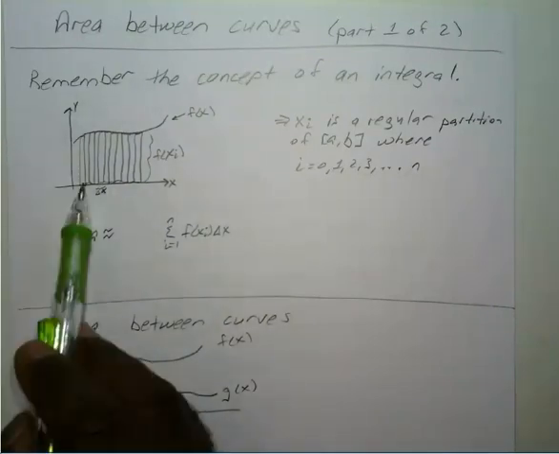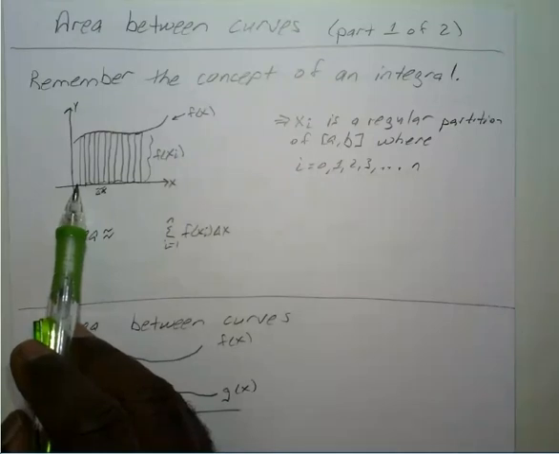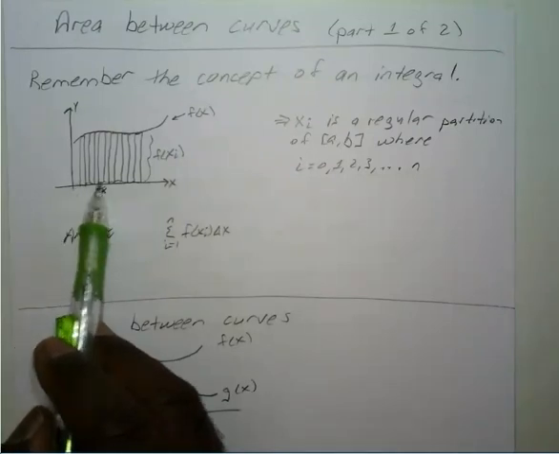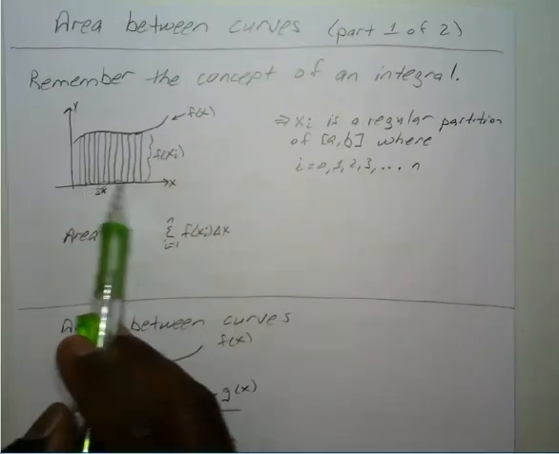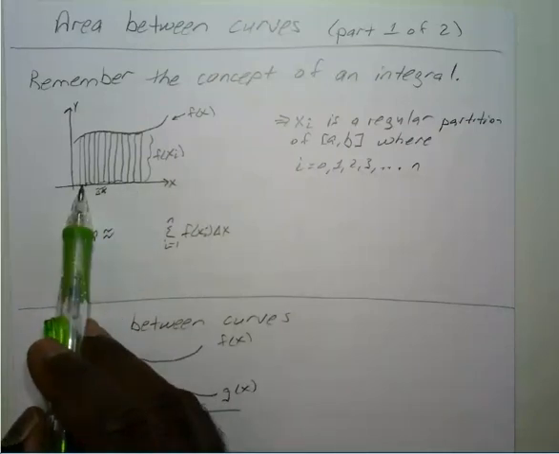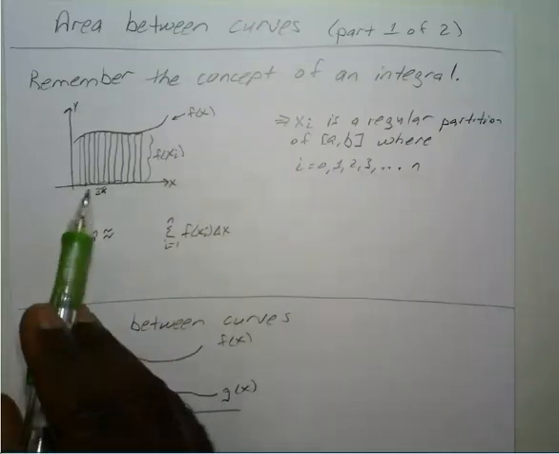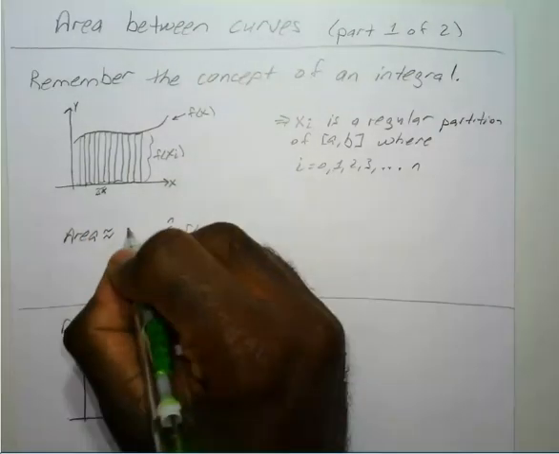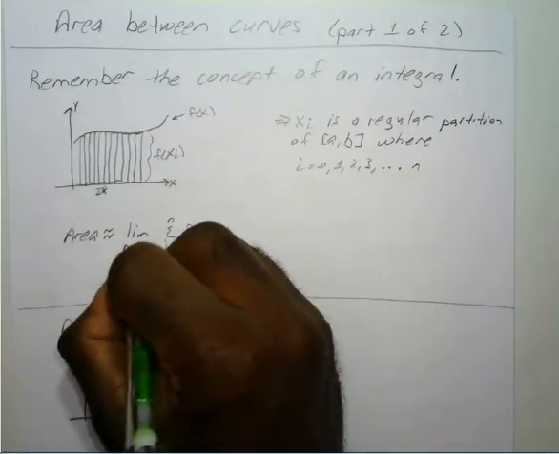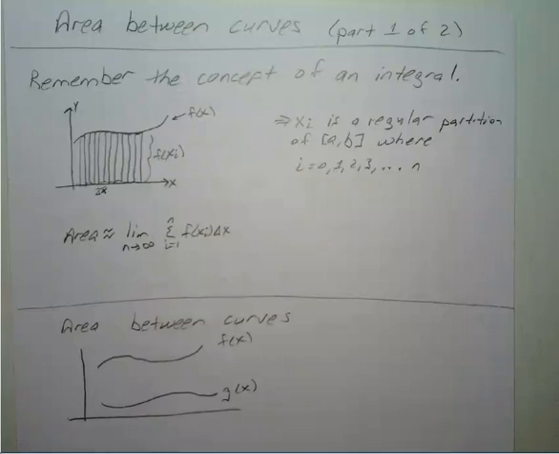Now remember, we're going to make those rectangles as small as we can. Let's say instead of having 50 rectangles, we'll get a more precise estimate if we have 100, or 1,000, or 1 billion. In other words, we want to increase the number of rectangles because we get a more accurate value for the area. So we want the limit as n approaches infinity.